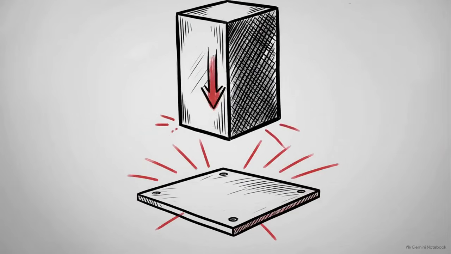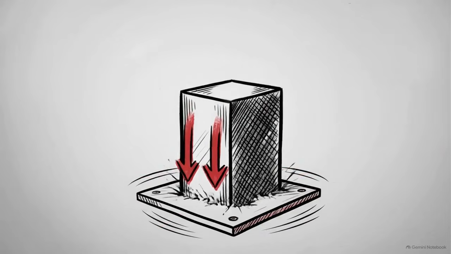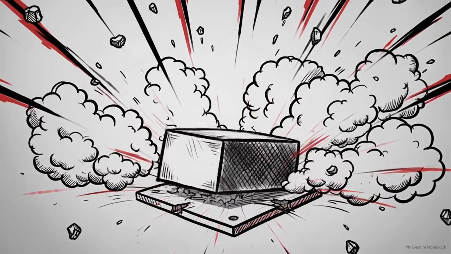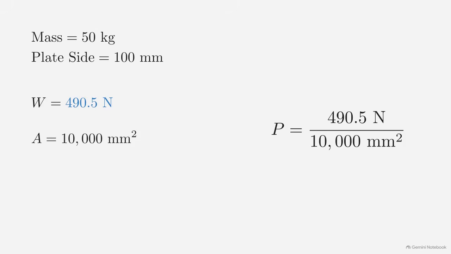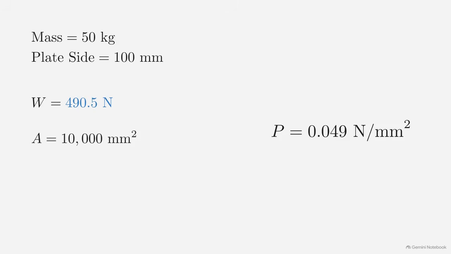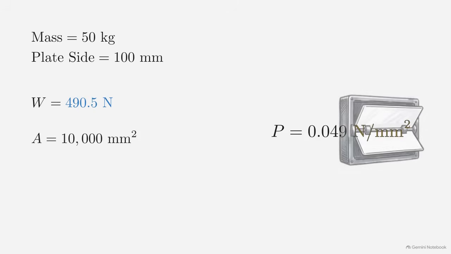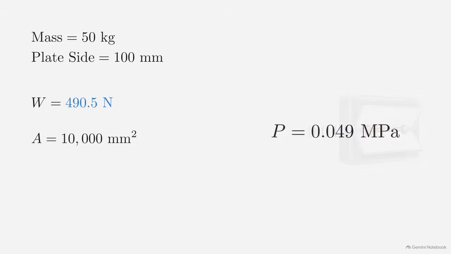Let's test this with a problem. Suppose a 50-kilogram steel block rests on a square plate that is 100 millimeters wide. To find the pressure, we first need the force. We convert the mass to weight by multiplying 50 kilograms by Earth's gravity, 9.81. That gives us a force of 490.5 newtons. Next, the area of our square plate is 100 times 100, which is 10,000 square millimeters. If we divide our force by that area, the pressure is 0.049 newtons per square millimeter. Now, if you need that answer in megapascals, the relationship we found earlier tells us the number stays exactly the same. The answer is simply 0.049 megapascals.